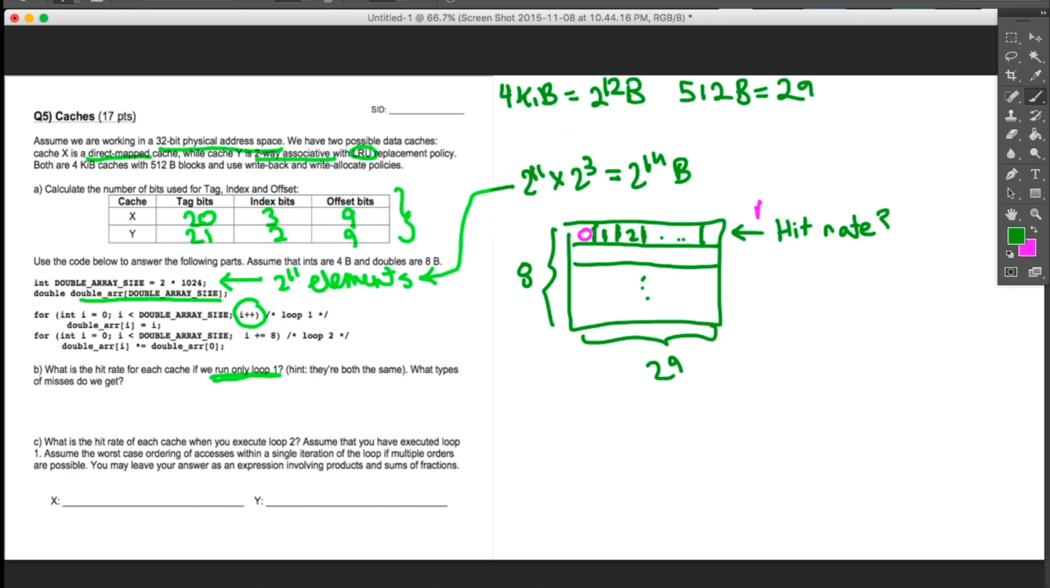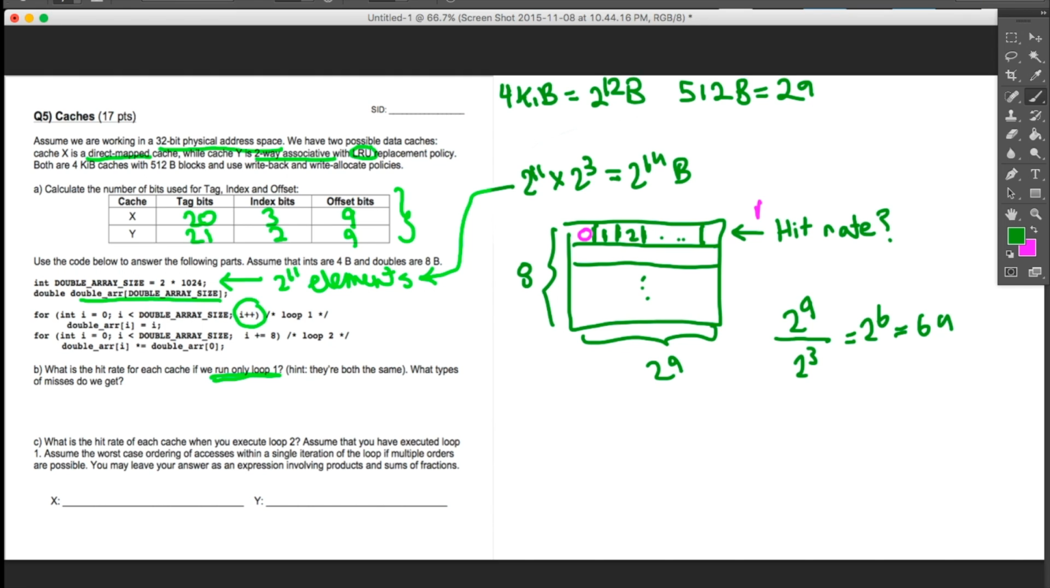So how do we determine that? Well, we know that the block is 2 to the 9 bytes. And we know that we're increasing by one element, so we're accessing all elements within our 2 to the 9 byte block. So now it's just a matter of determining how many elements, how many doubles, there are within each block. If we take 2 to the 9 divided by 2 to the 3, that's just 2 to the 6. 2 to the 6 is 64.